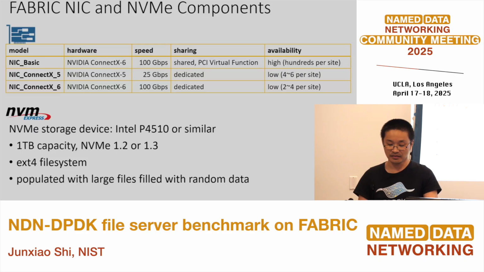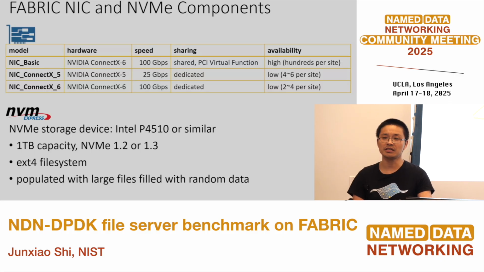NIC Basic. For NVMe devices, FABRIC has a variety of models because they are deployed in different years, but the minimum spec for each NVMe is 1 terabyte of storage capacity, and they support either NVMe 1.2 or 1.3 protocol. Our Python script will format the NVMe to use the ext4 file system and then populate the partition with large files filled with random data. These files will be served by the file server.